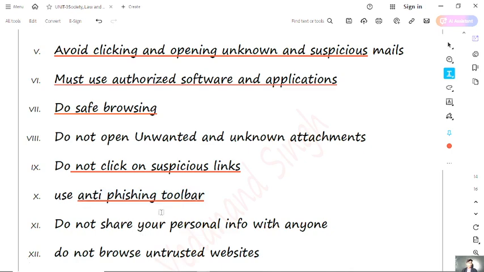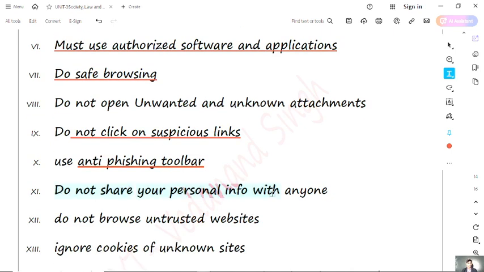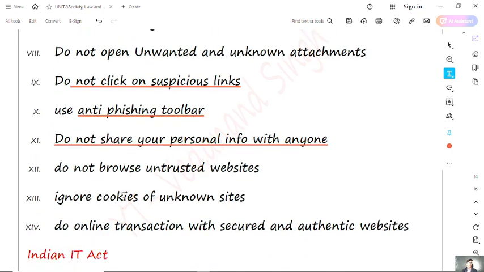Use anti-phishing software. Do not share your personal information with anyone. Never share your personal information with any unknown person. Do not browse untrusted websites. Never trust any website, and ignore cookies of unknown sites. Whenever you open some sites, they sometimes ask that the site wants to use your cookies. At that time, you should ignore that. You never allow them to use them.